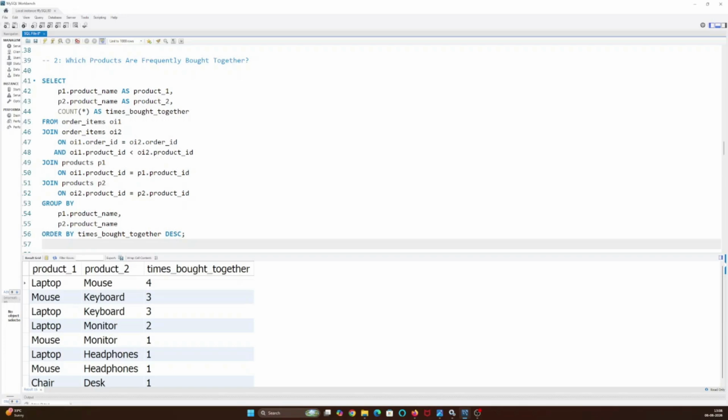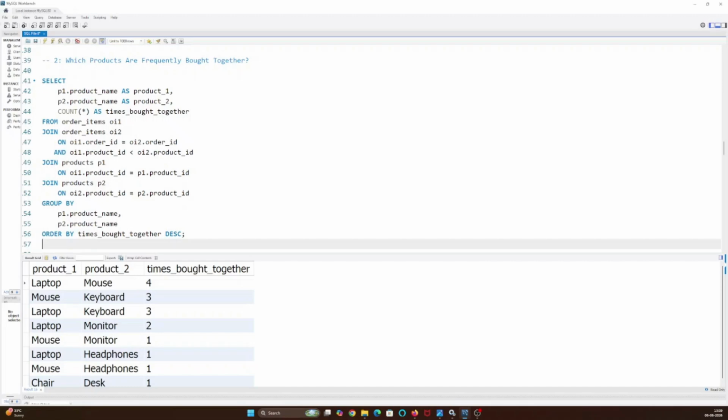We are joining the order items table with itself. Why? Because we want to compare products that appear in the same order. The condition order_items1.order_id equals order_items2.order_id ensures we are looking at products purchased together. The condition order_items1.product_id less than order_items2.product_id prevents duplicate combinations. Otherwise, we would see laptop plus mouse and mouse plus laptop, which is the same pair.